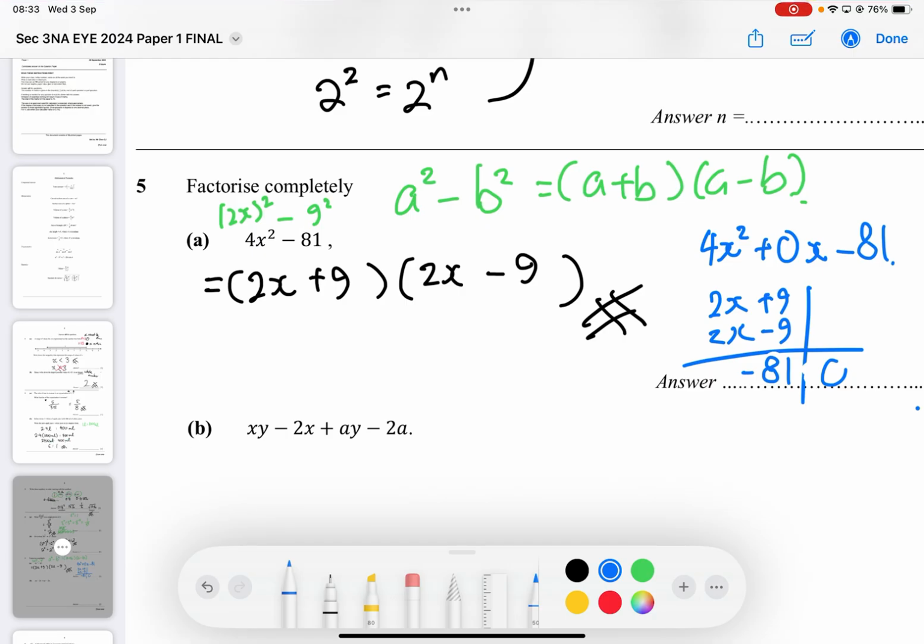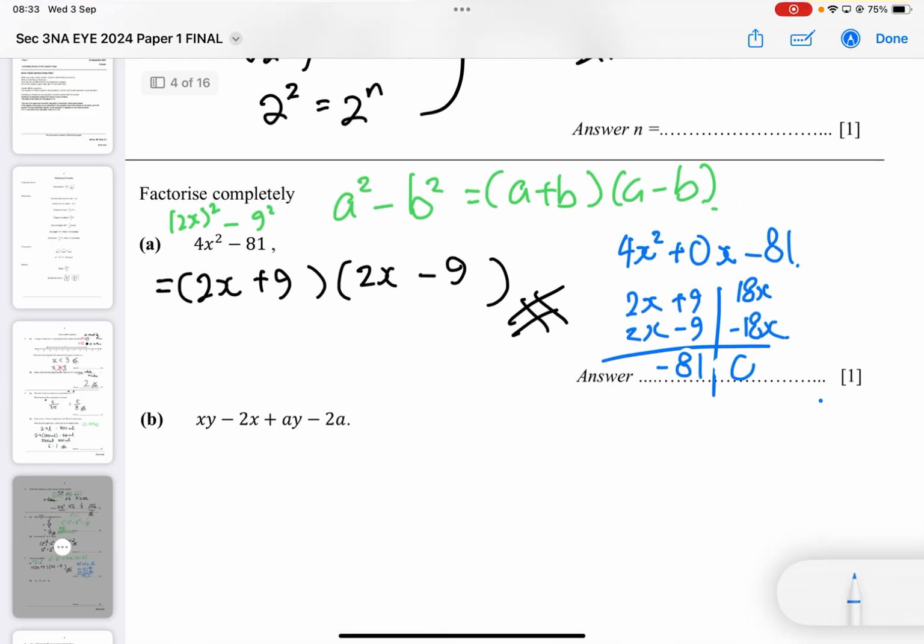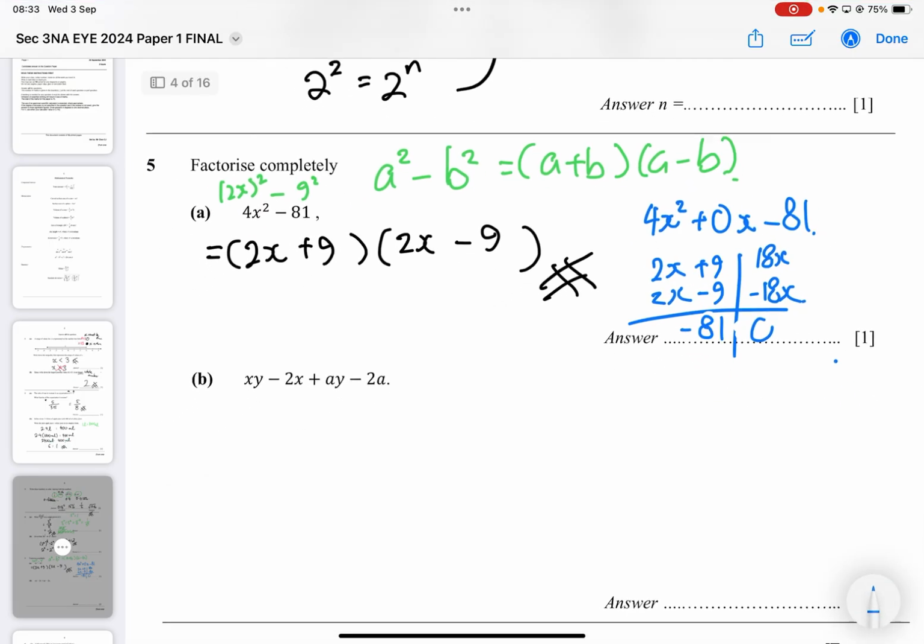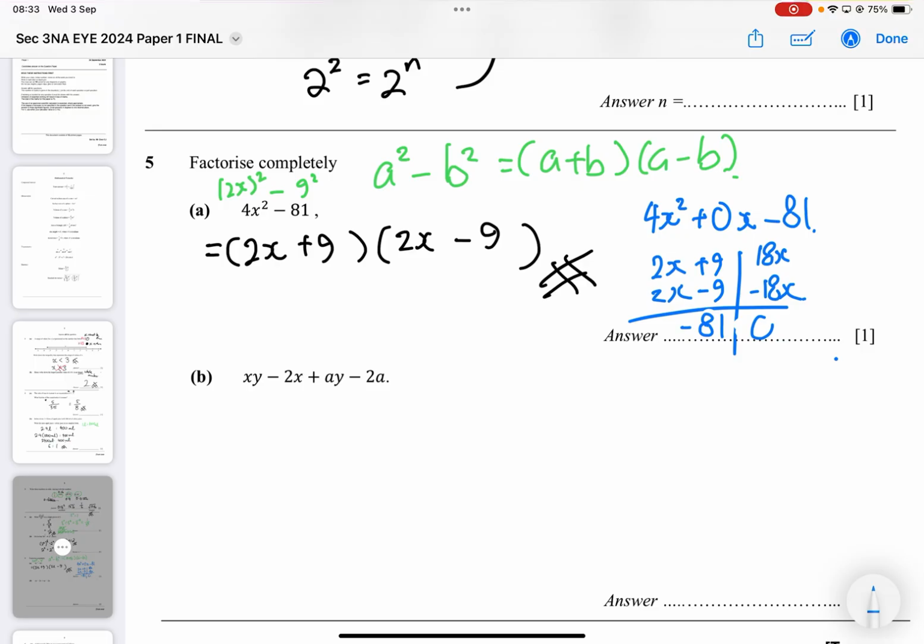Then cross. So this one is positive 18x, here is negative 18x. But if you go by this way, it is even more difficult. And for how many points? One mark. If you can get it, good. If you cannot, skip lah.